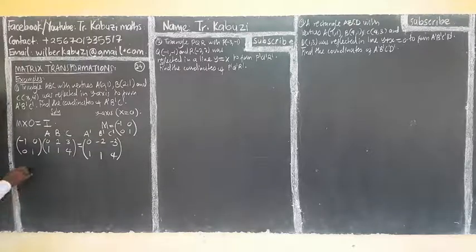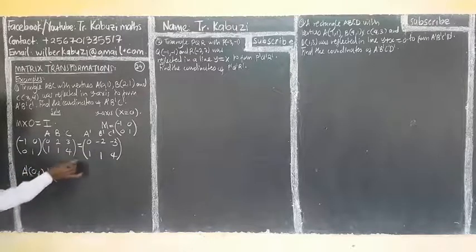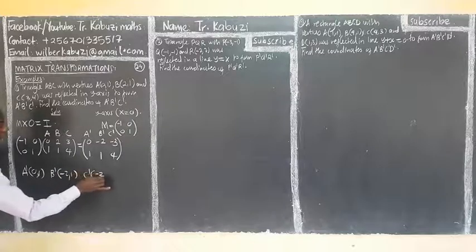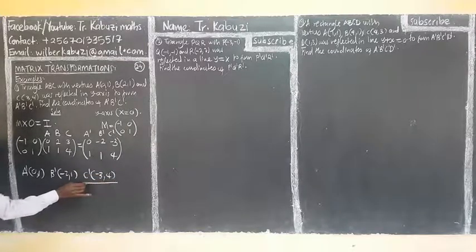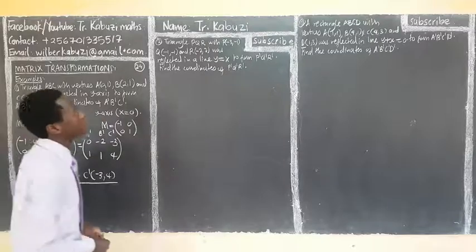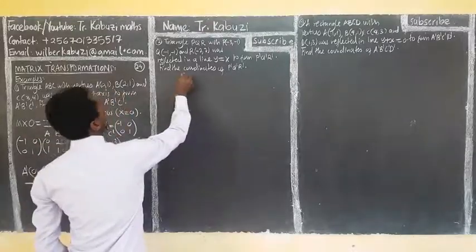So now let's state our A prime, which is (0, 1). Our B prime is (-2, 1). And our C prime is (-3, 4). And you have all your 4 marks. You give them as coordinates because the question is asking for coordinates. If you leave them like this, you don't get all the marks.